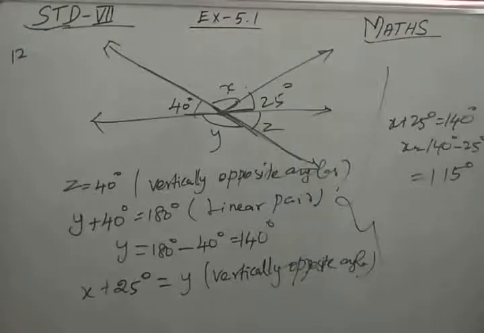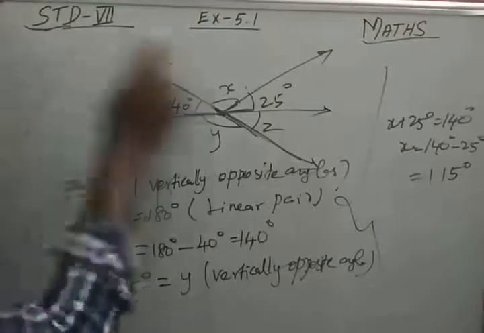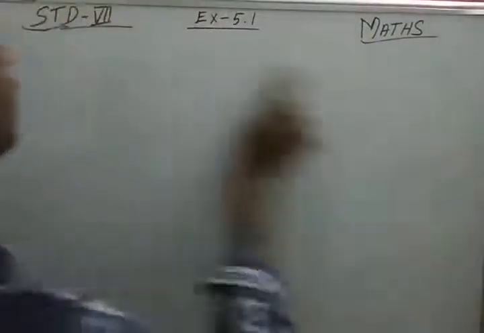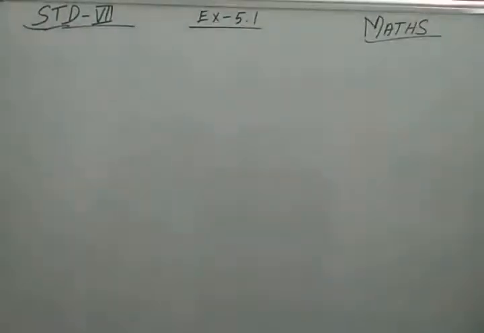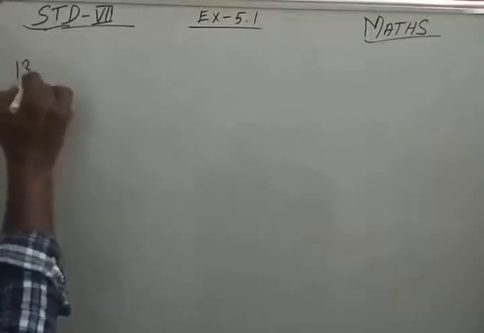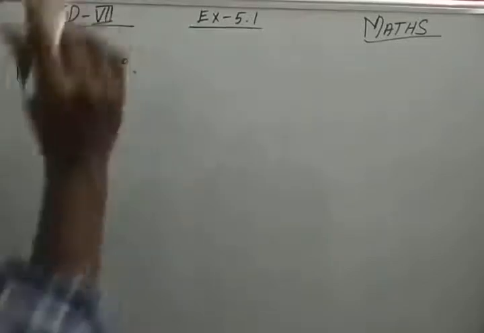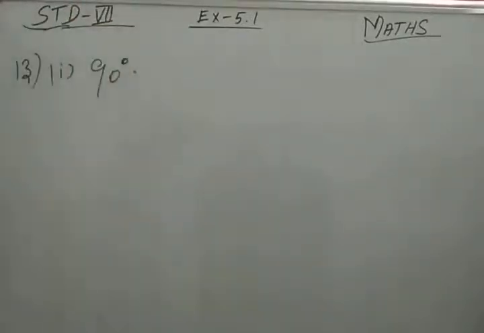Now let us go for the next question. Fill in the blanks. I will just tell you, read the question and I will write the answers over here. You can understand it and write it. The first question they have given: if two angles are complementary, then the sum of their measures is. You all know that complementary means the sum of their measures is compulsorily 90 degrees.